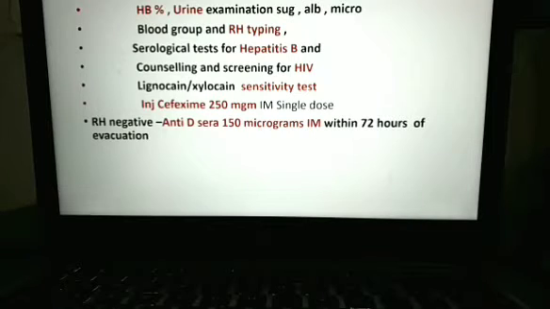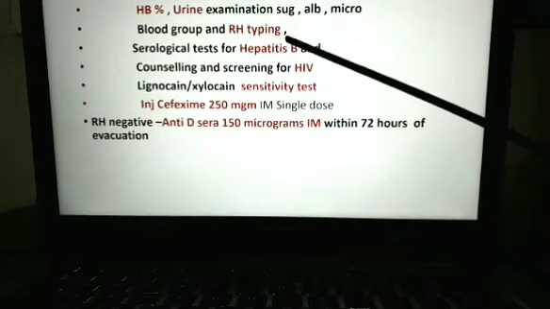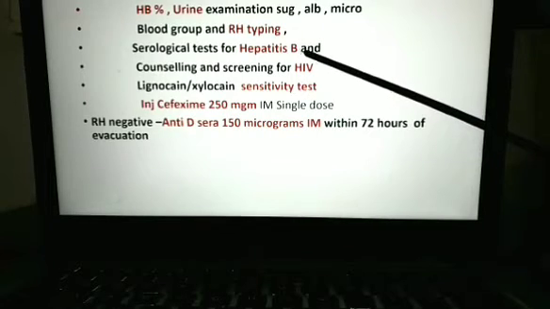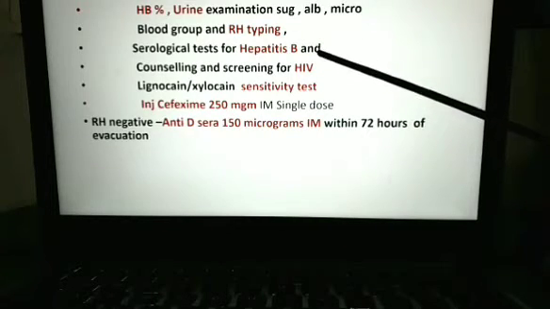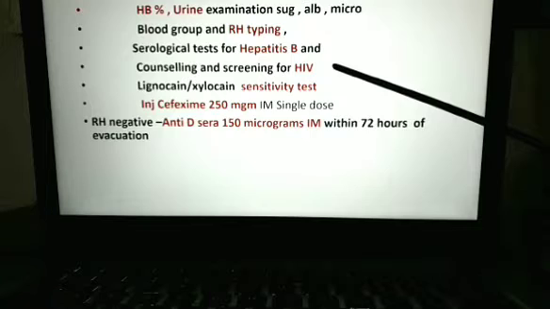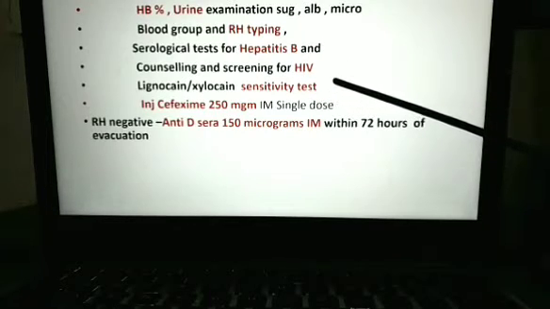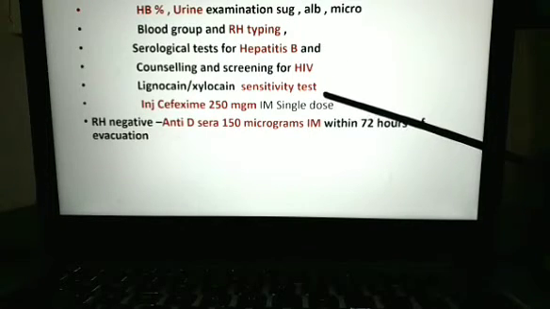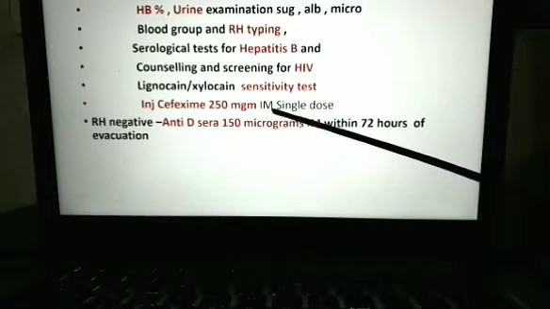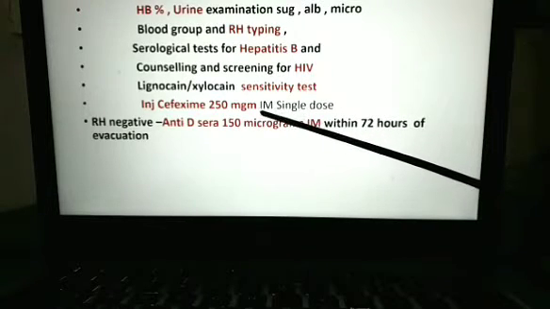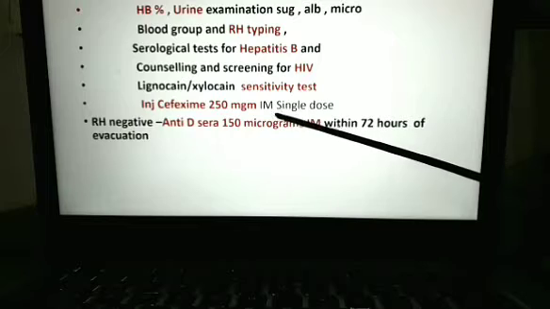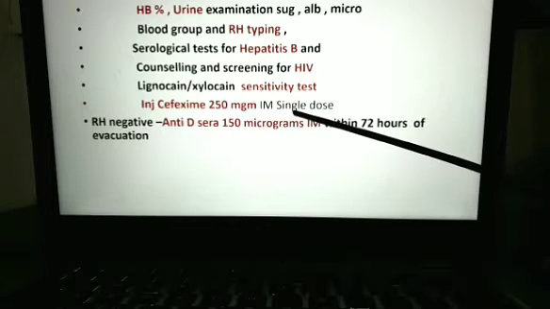Preoperative preparation is common for all, like total blood count, urine examination, blood group and Rh typing. Serological test for hepatitis B and HIV is done in all. Then sensitivity test is very important, should be done in all cases. Injectable antibiotics, preferred one is injection cefixime 250 mg intramuscular or any other antibiotic.